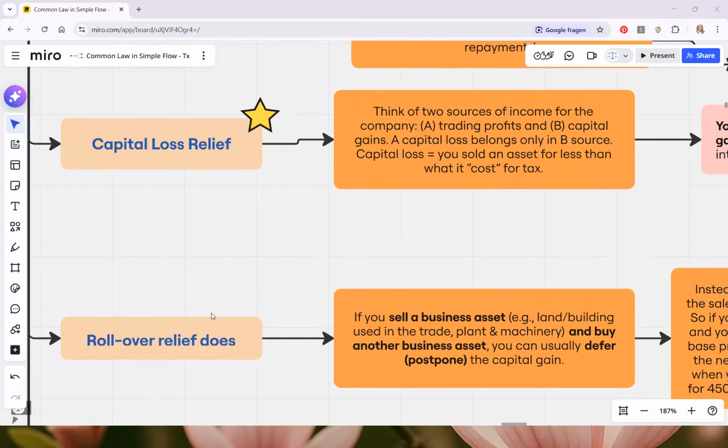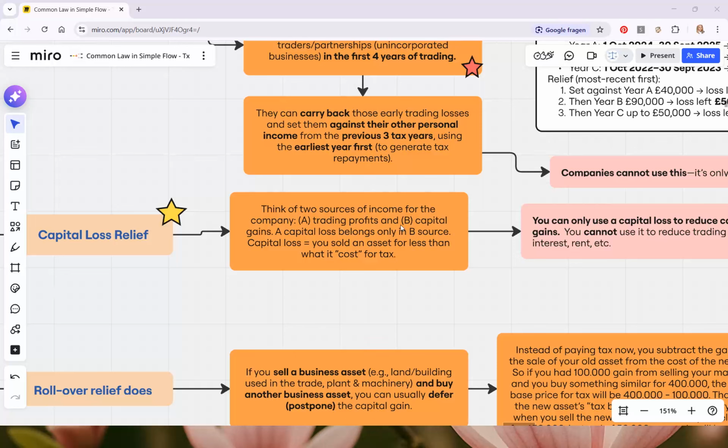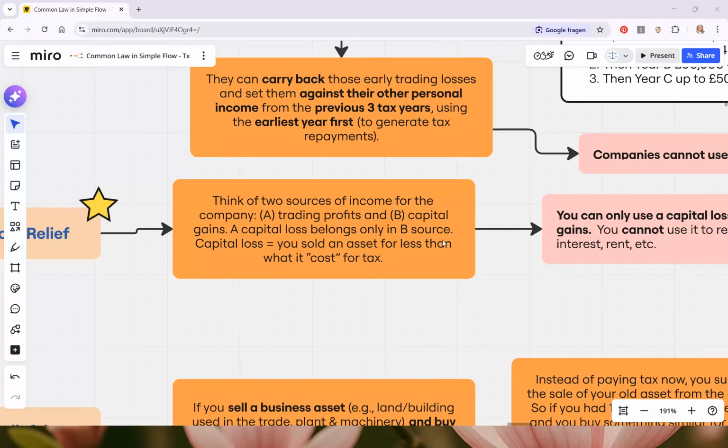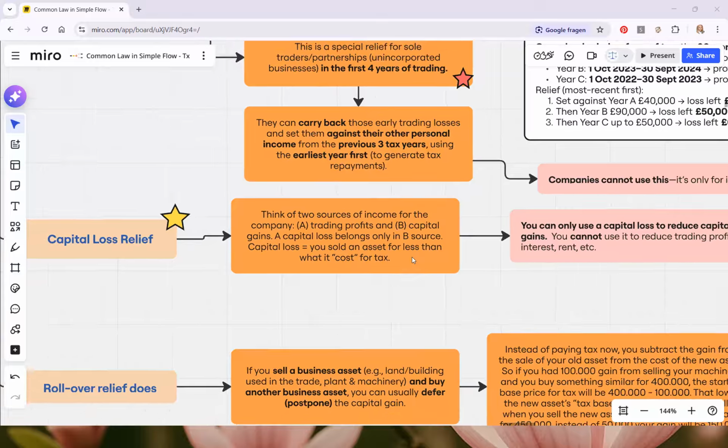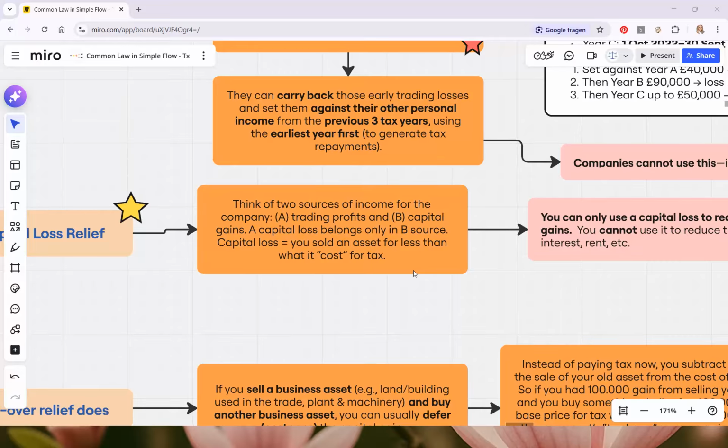For capital loss relief, think of 2 sources of income for the company: A, the trading profits, and B, the capital gains. A capital loss belongs only in source B, the capital gains. The capital loss is when you sold an asset for less than what it cost for tax. We have talked in one of our earlier topics about capital gains, and the capital loss relief is only for the capital gains, not the trading profits.